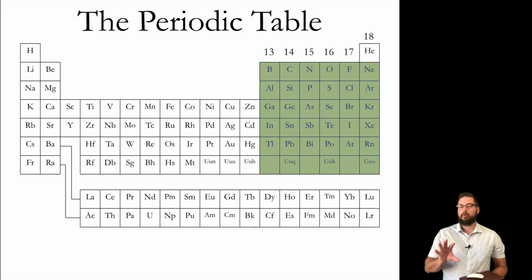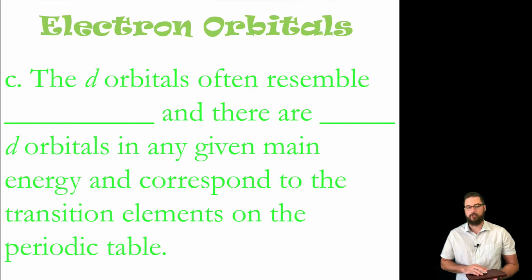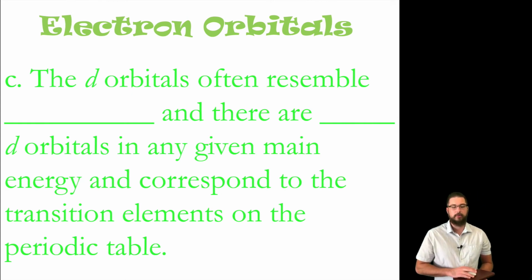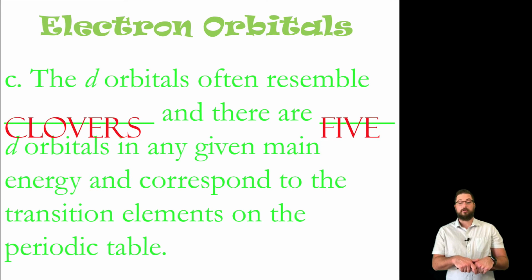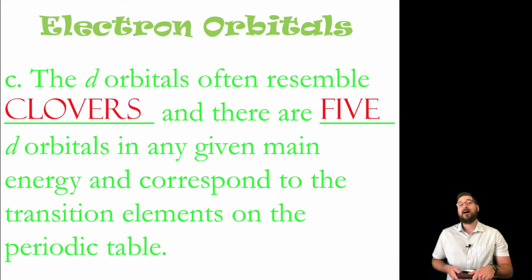But again, I want to highlight there's 3 orbitals in the p orbitals. Each orbital has 2 electrons, which is a total of 6 electrons that can go in the p orbitals in any given energy level. All right, now we have the d orbitals. The d orbitals often resemble clovers, and there are 5 d orbitals in any given main energy level.